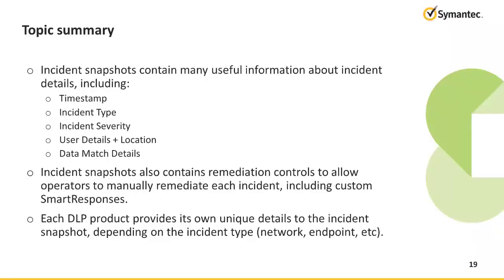In summary, incident snapshots are incident records that contain much useful information about each incident that's recorded by the DLP system, and the details can include the timestamp, incident type, incident severity, any info about the sender or the recipient, as well as any data match details. Incident snapshots also contain remediation controls to allow operators to manually remediate each incident, including custom smart responses.